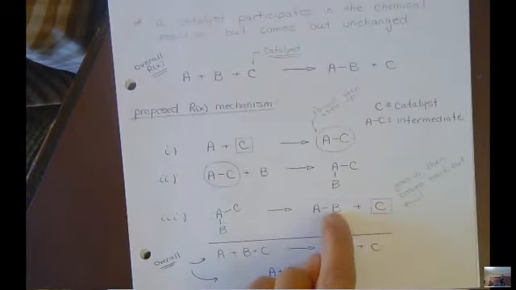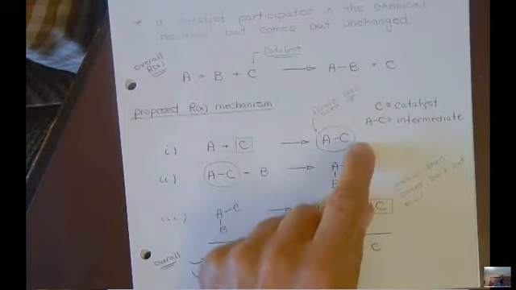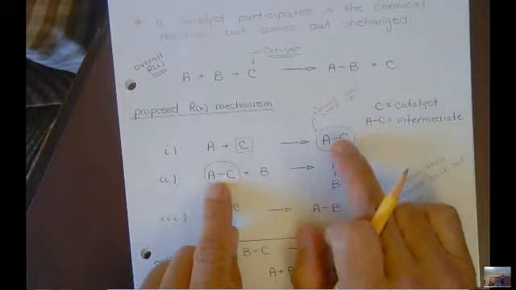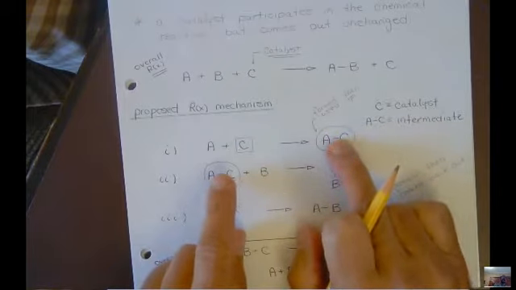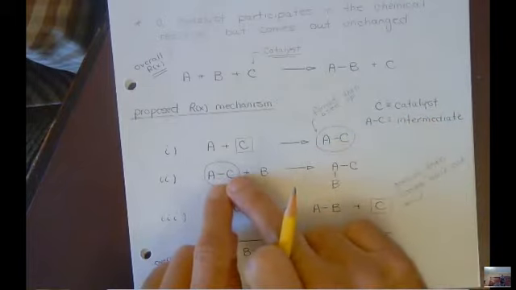Now I just have AB. Well, how cool is that? I needed C to get in there to create this first intermediate, AC. AC is created in the first step and then used up in the second step. What's that called? That's called an intermediate. So I circled the intermediates.